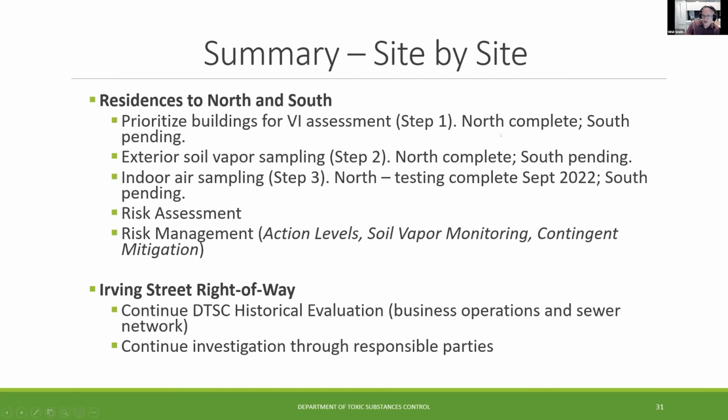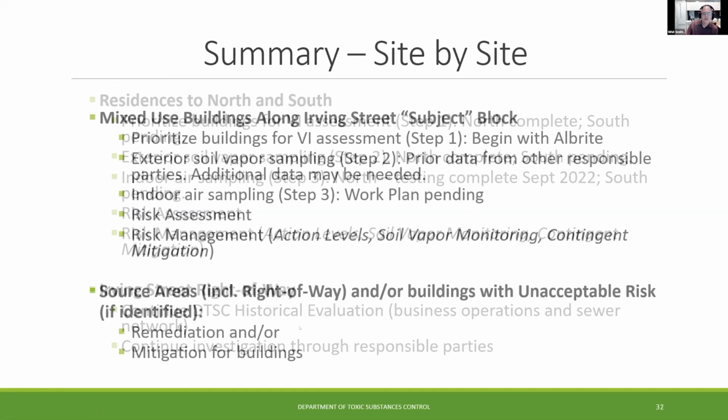When each area is completed, steps 1 through 3, we'll get into the risk assessment piece with the RPs, and then into the risk management, with typical outcomes having been discussed previously. Irving Street right-of-way: we'll continue our historical work on older business operations and trying to map out historical sewer networks, and we'll continue investigation work through responsible parties.